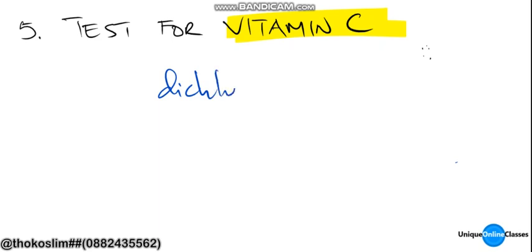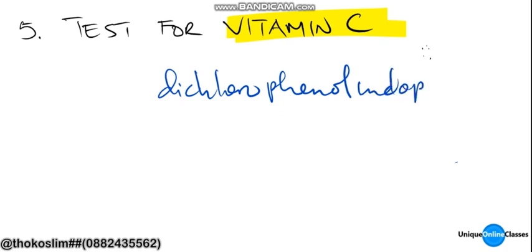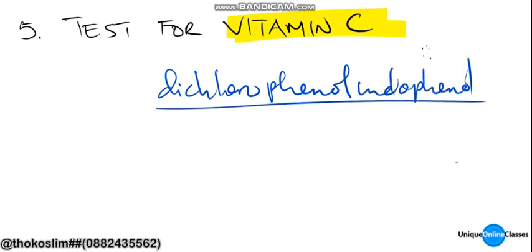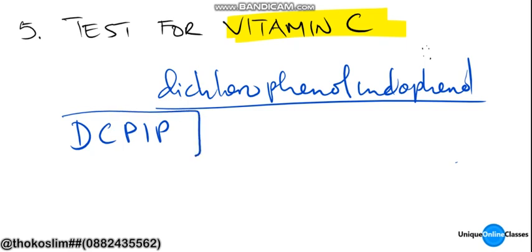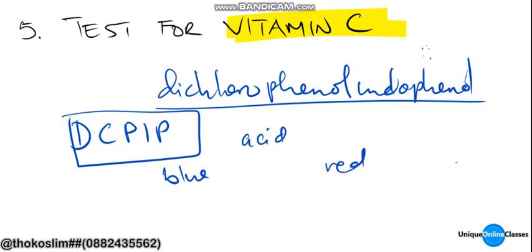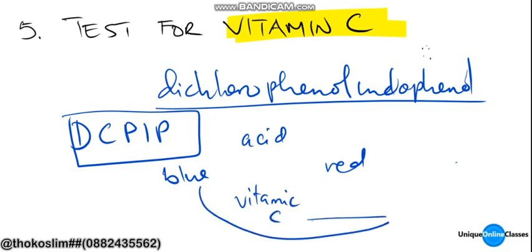It's dichlorophenolindophenol. So in short, it means DCPIP. That's in short dichlorophenolindophenol. For this one, the color is blue in general. But when there is acid, it turns red. However, some other chemicals, like vitamin C, make it change from blue to colorless.